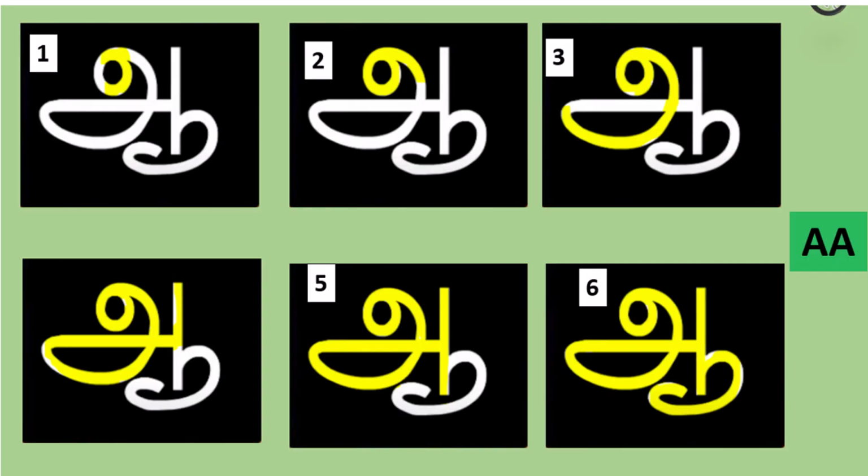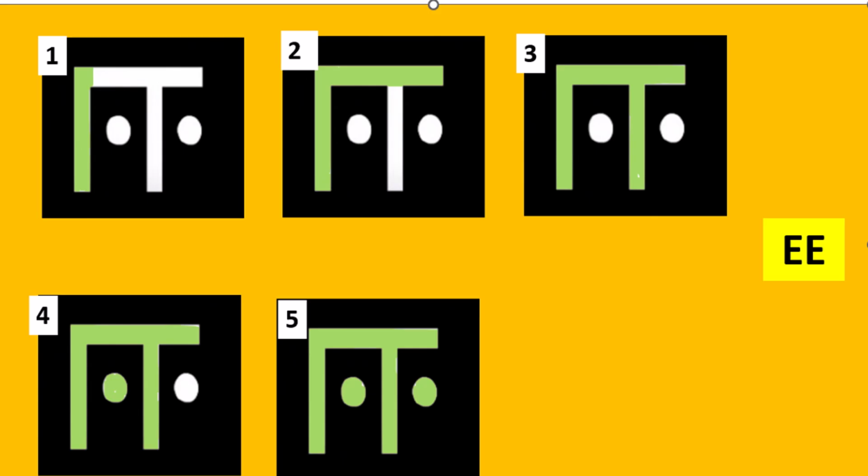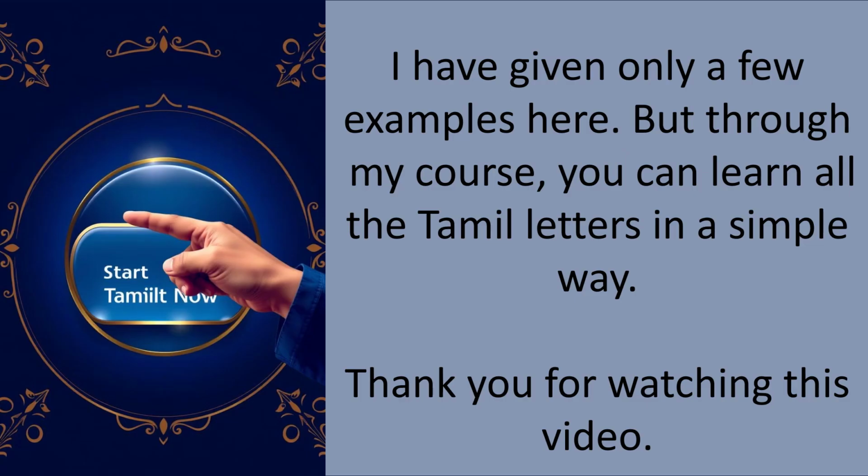This is A. E. Letter E is written here. The order of writing U is given here. I have given only a few examples here, but through my course you can learn all the Tamil letters in a simple way.